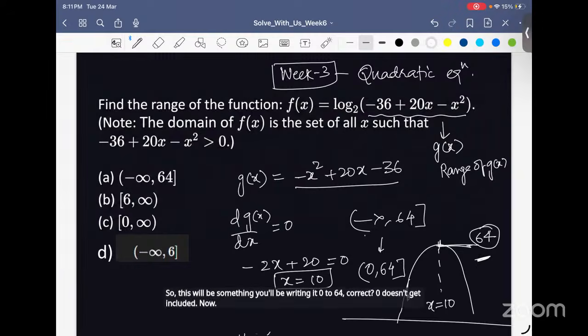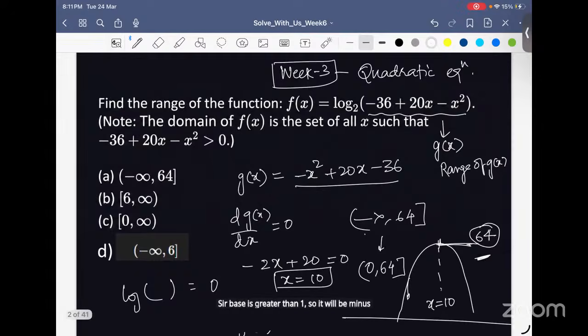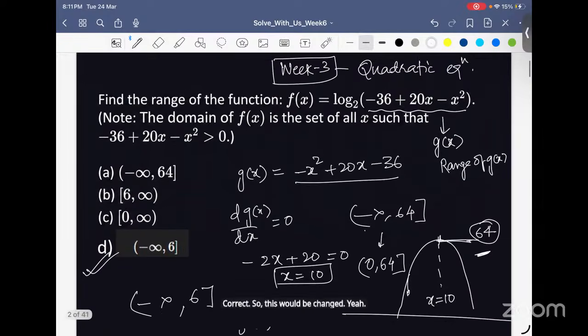Now, at which point will the logarithm be 0? So log of what will give you 0? Sir, log of 0 to base greater than 1 will be minus infinity. Correct, so it will be minus infinity. And then what about log of 64 base 2? 2 to the power 6 means it will be 6. Correct. So this would be 0 to 64.